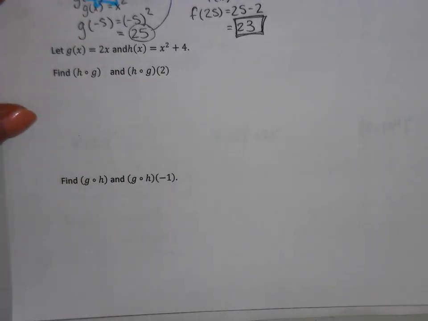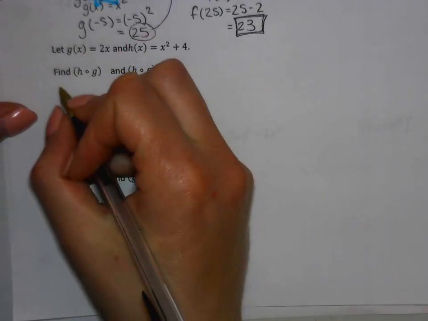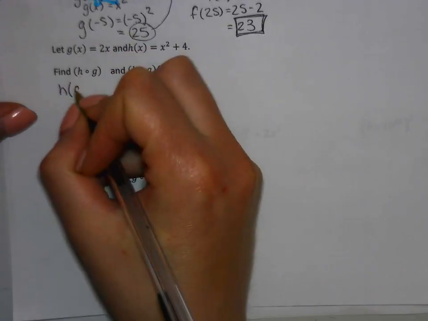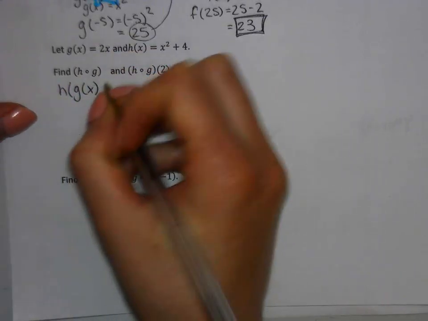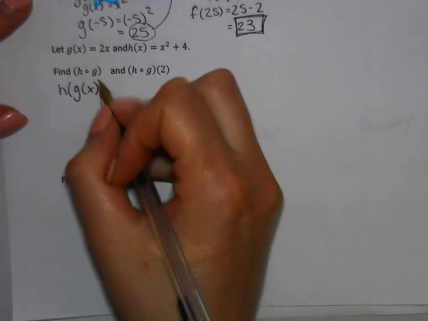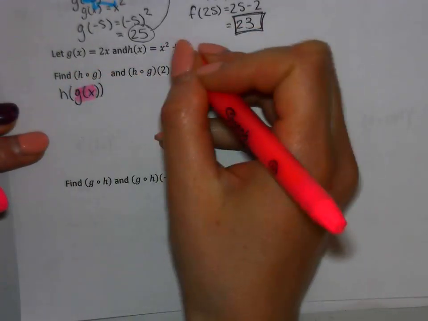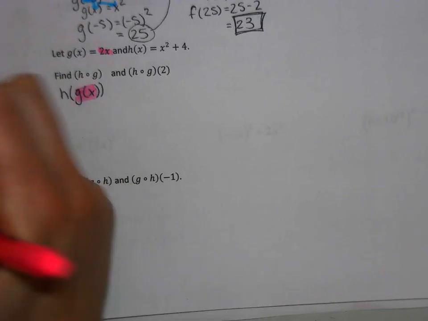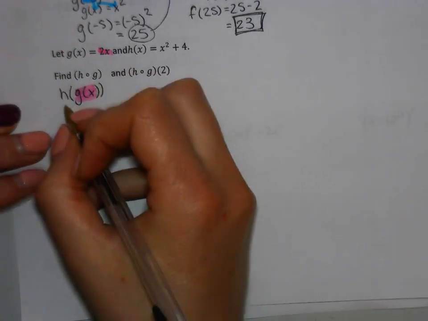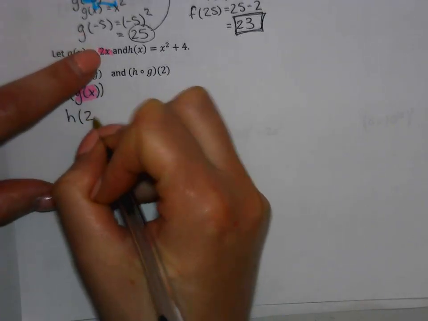Now let's look. G of x equals 2x and h of x equals x squared plus 4. So we want to find the composite of function h with function g. So we take what our function of g is, which equals 2x. We replace it, so now we have h of, we replace our g of x with 2x.